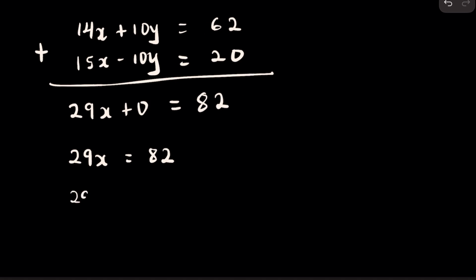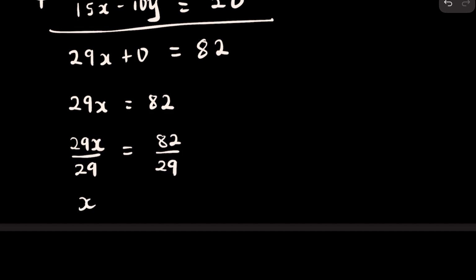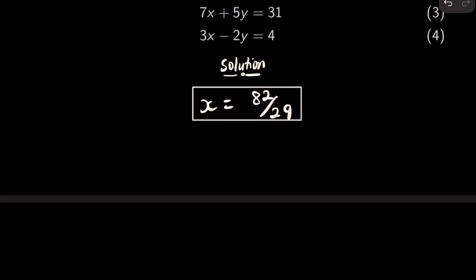So you're going to have 29x divided by 29 is equal to 82 divided by 29. That's x is equal to 82 on 29. So we now have the value for x in this example. Now let's solve for y.